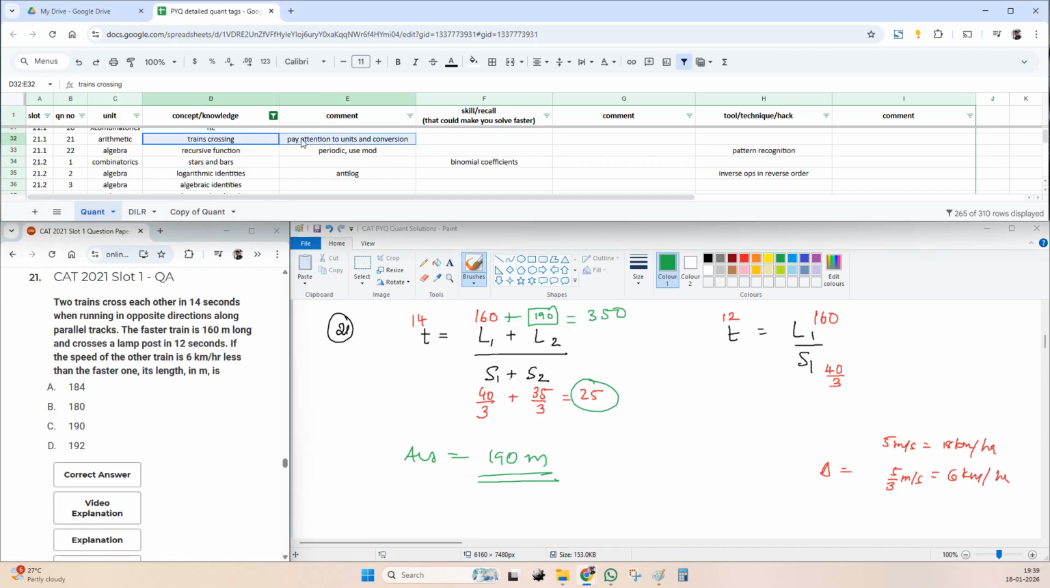I don't think there's anything to say there except a minor optimization in terms of how you go about the unit conversions. Other than that, everybody who solves this would pretty much solve this the same way.